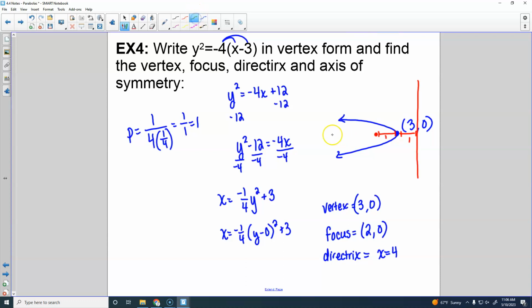And then, Connor, what's the axis of symmetry for that? It needs to be either x equals or y equals. It is a horizontal line, so that is y equals 0. Yeah. For the directrix and the axis of symmetry, those are lines, so you need to have x equals a number or y equals a number for those. The vertex and the focus are points, so you'll have 2 coordinates for those. Okay, questions?